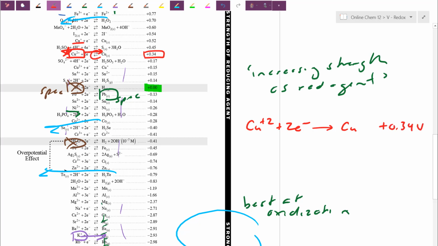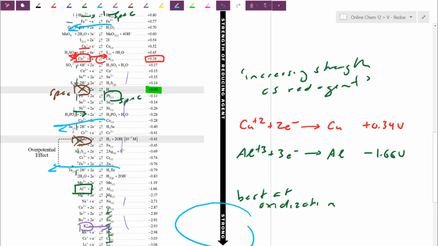Okay. So I start from the top left, and I found my first match. I don't actually run into aluminum until fairly far down the table. This one here is actually aluminum, so aluminum is quite a bit lower. Aluminum plus 3 could also gain 3 electrons and become aluminum, but you notice its voltage here is actually way less. We'll come back and talk about why it's negative later on.